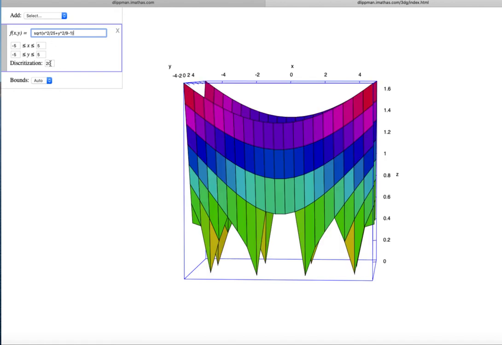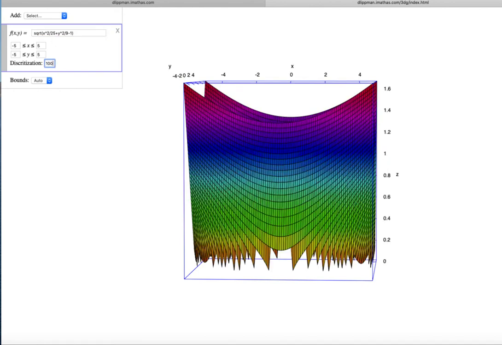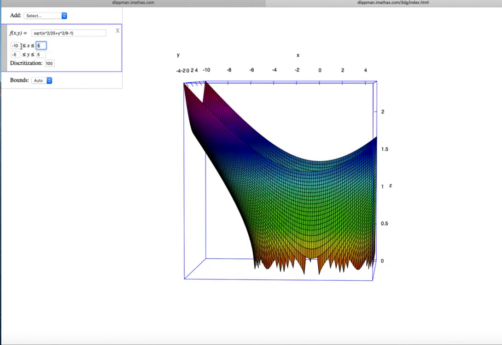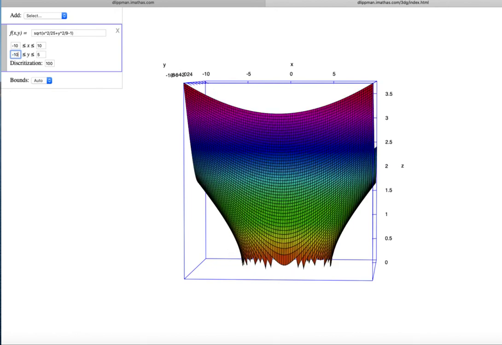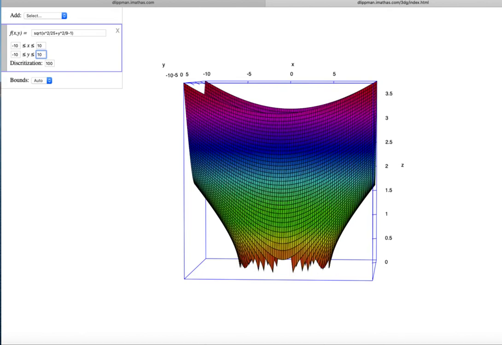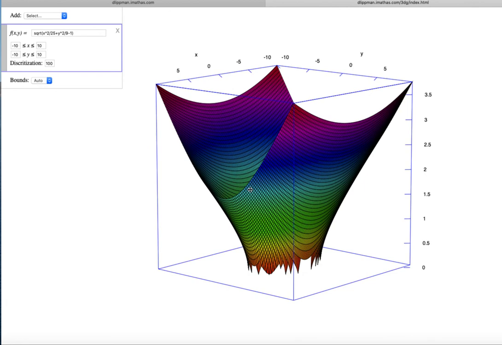And let's change that discretization to 100. And then I think I also want to change my x and y bounds to go -10 to 10, because remember that our x intercepts were -5 to 5. So I want to see more of this graph. Okay, but of course that's just the upper half, right?